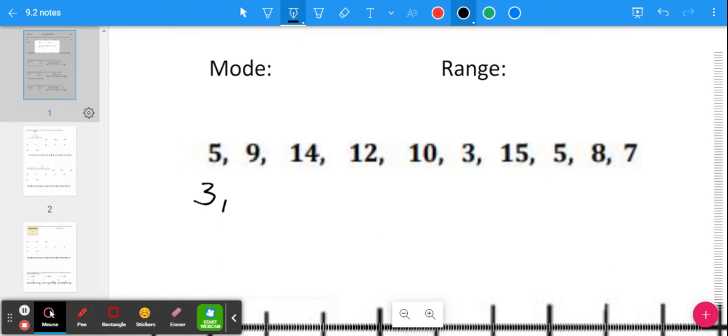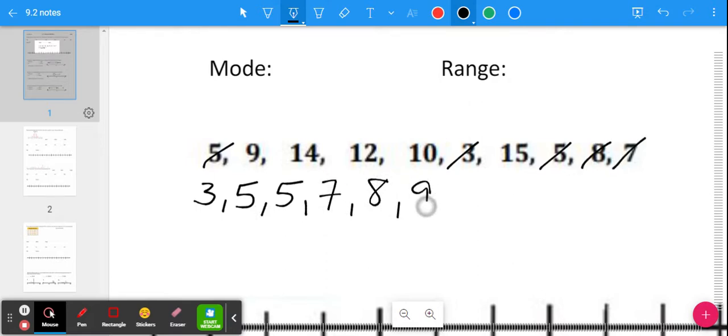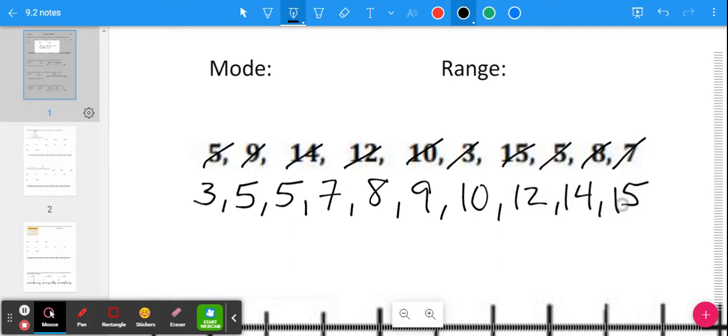then 5, then a second 5, 7, 8, 9, 10, 12, 14, 15. Okay, so now that our information is in order, we're going to work from the middle out.